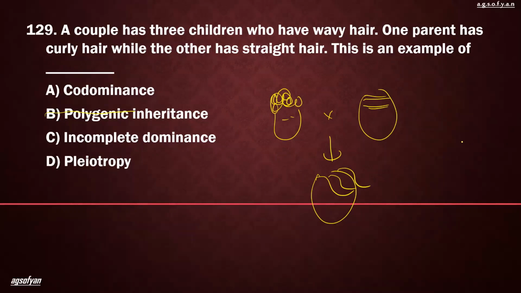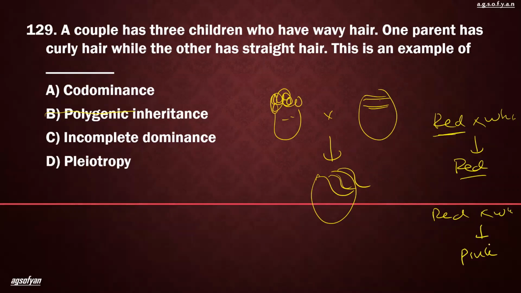Are you sure? Yeah. Incomplete means that it gives an intermediate character, right? Curly and straight gives medium, like when you have a red flower with a white flower. If it produces a red flower, what does that mean? It is dominant. But if red and white produce pink color, that's incomplete dominance, because it's intermediate.